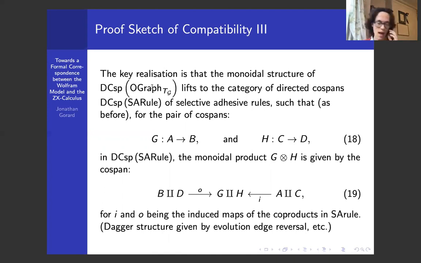And so now you can take the co-product of the associated selective adhesive rules and you get a monoidal structure on that. The reason that's interesting to us is that by taking the co-product of the selective adhesive rules, you're effectively taking the disjoint union of the associated rewriting relations, which is essentially what we were doing with the multi-way case. So by a fairly straightforward modification of Dixon and Kissinger's argument for the ZX case, we were able to prove that the monoidal products we were considering in our multi-way formalism were the same as the monoidal product people were considering in the context of the ZX calculus.